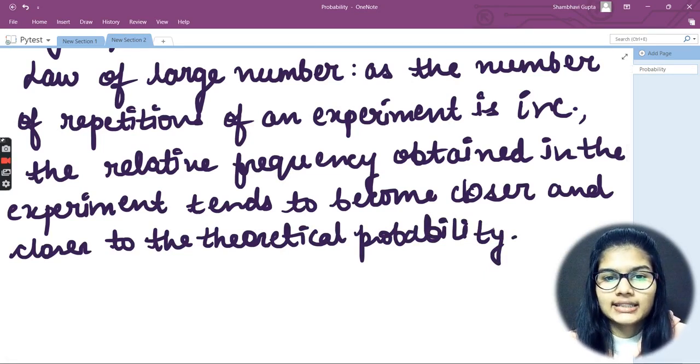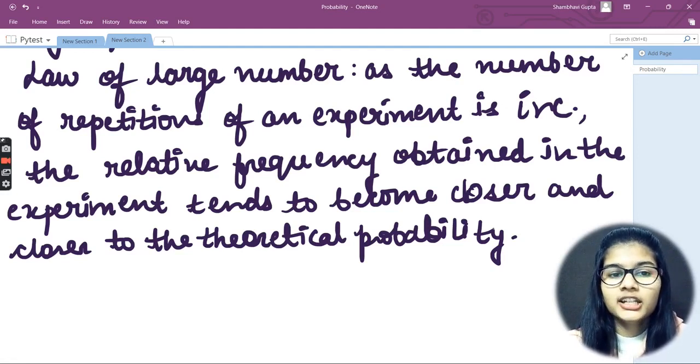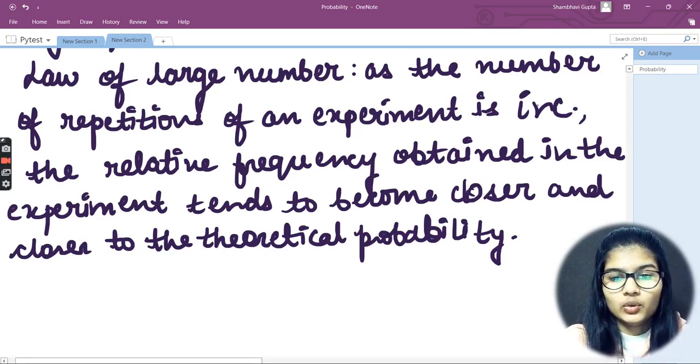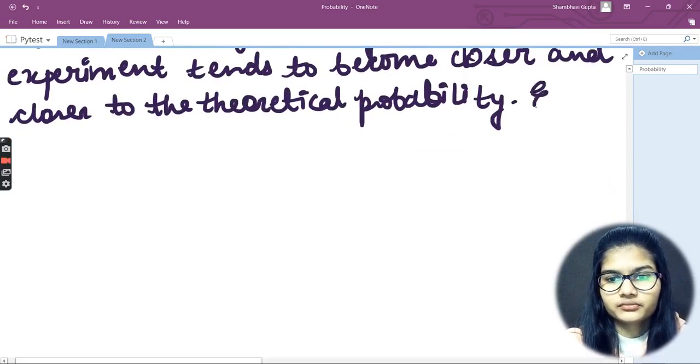as we see an increase in the number of repetitions of an experiment, the relative frequency which you have actually obtained in the experiment becomes closer and closer to the theoretical probability. The relative frequency obtained in the experiment slowly comes closer to the theoretical probability which you have. Okay, even though now there is something more as well, not only this is the law, but there are some more things in this.